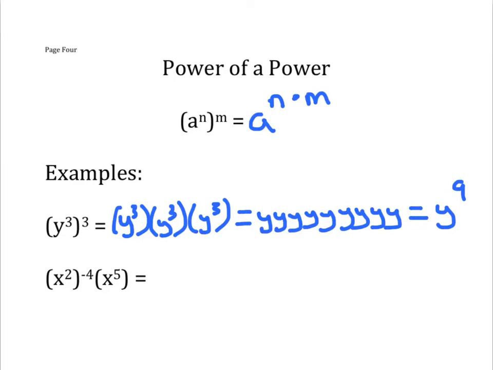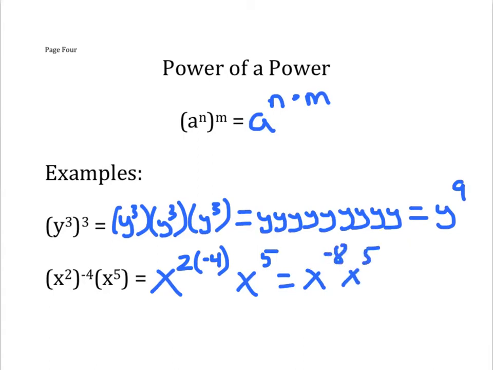So we're going to do this again. Now we have x to the 2 times negative 4, and then we have x to the 5th. So 2 times negative 4 is negative 8, so we have x to the negative 8, and we have x to the 5th. We know we can add those together, so x to the negative 8 plus 5, we are left with x to the negative 3, which according to our first day's video is 1 over x to the 3rd.